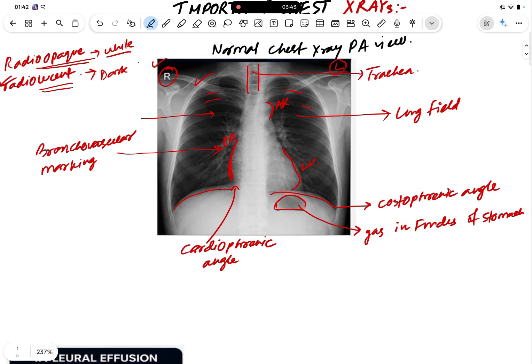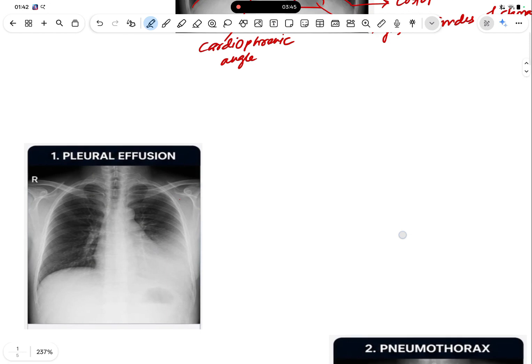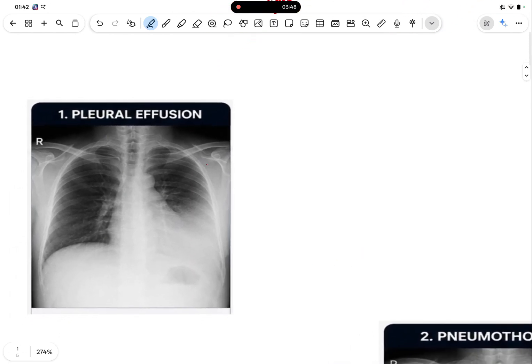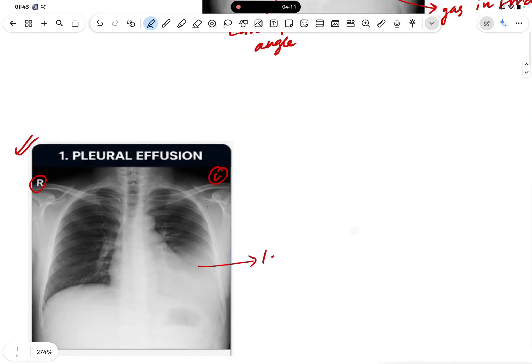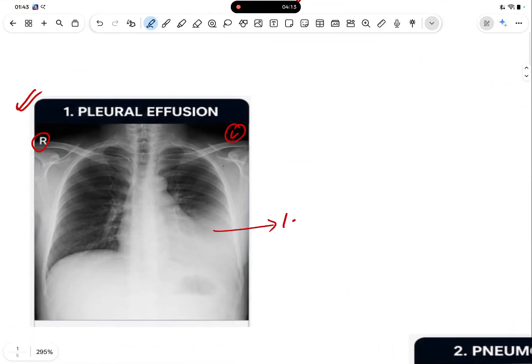Now we are moving on to the different abnormalities. First is pleural effusion. Pleural effusion is very important from the MBBS final year practical exam point of view. These are very important, very common chest X-rays given in exams. First of all, this is the right side and this is the left side. Another thing is the lobes of the lungs. The right lung has 3 lobes and the left lung has 2 lobes.